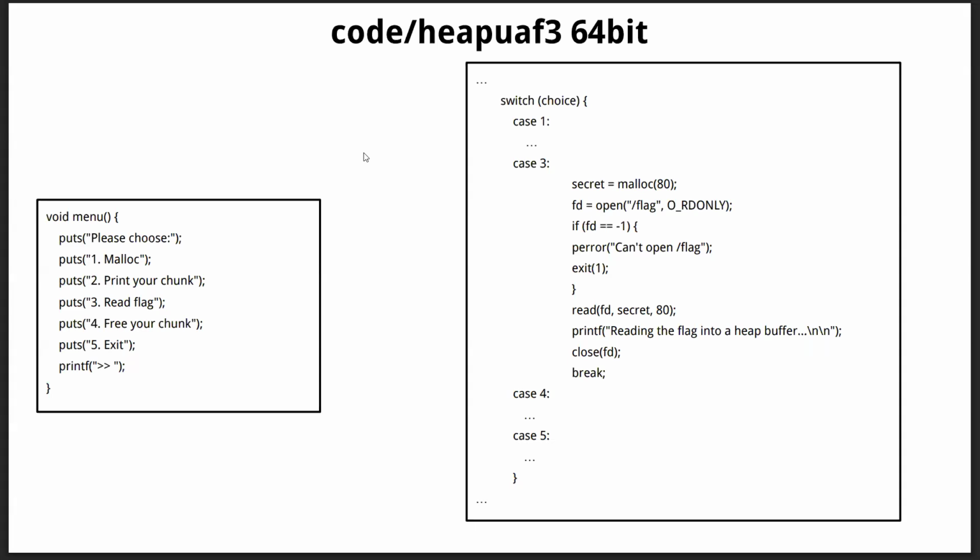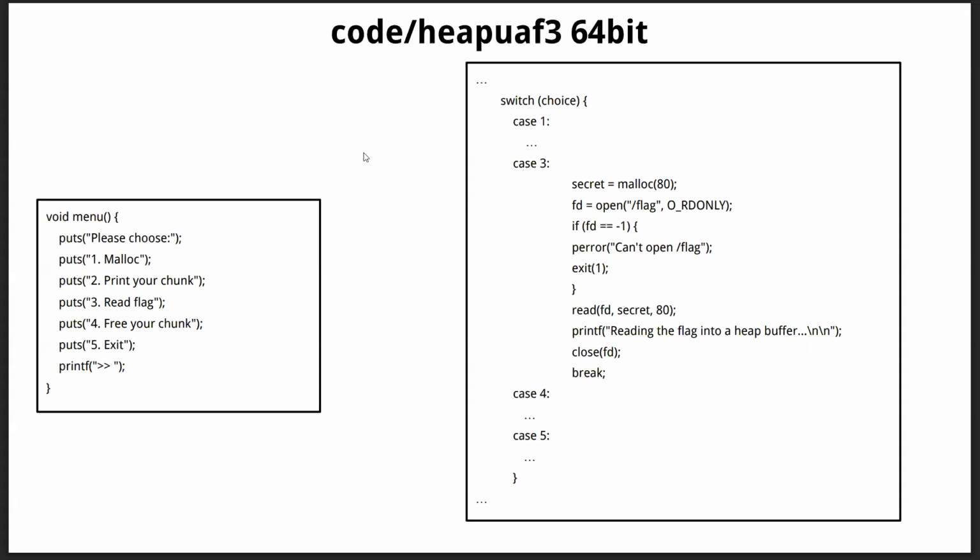Then you can read flag. It will read to the secret, which is a separate malloc and has nothing to do with what you malloc. Then you can free your malloc area, which has nothing to do with this either. Malloc another 20 bytes, and you get the previous block. So still not going to work.